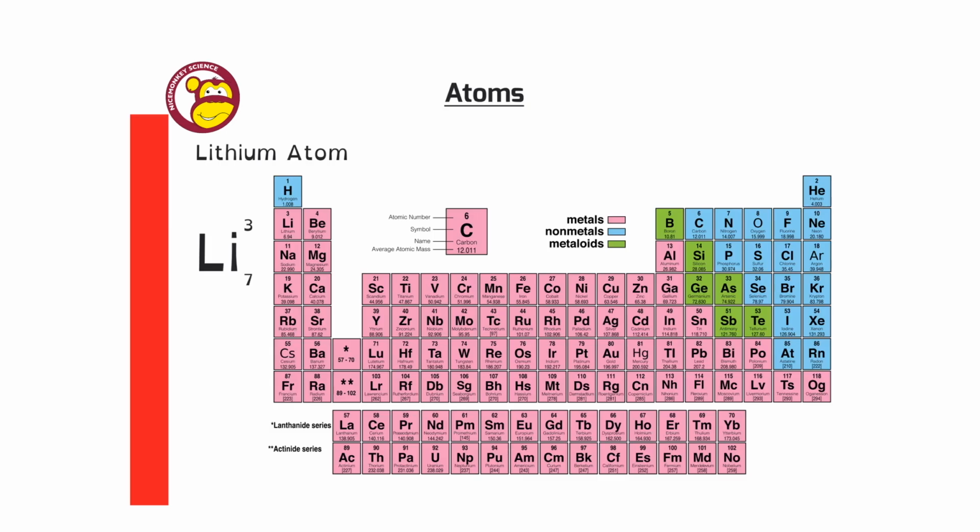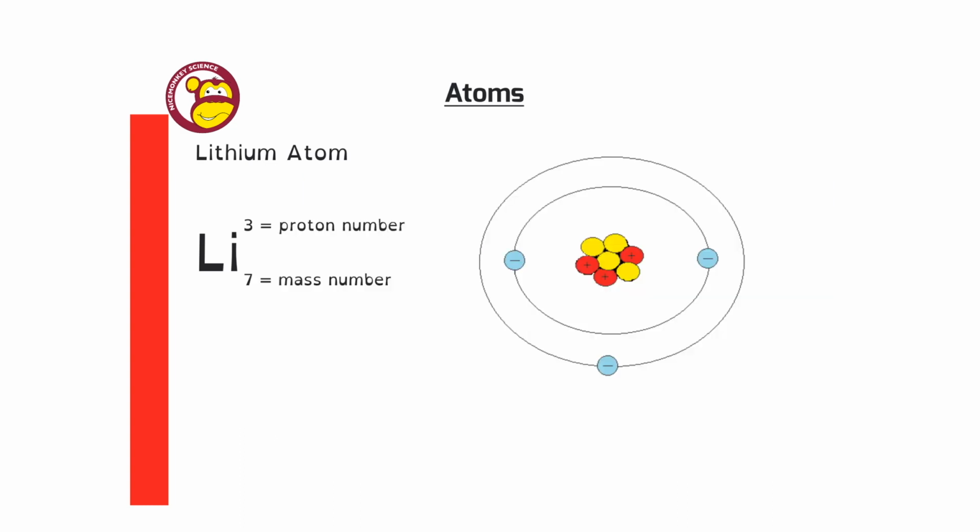Remember earlier we mentioned that the lithium atom was in group 1, the first column of the periodic table. Did you notice that it had 1 electron in its outside shell? Group number tells us how many electrons are in the outside shell. So the fact that lithium was in group 1, we already knew that there would be 1 electron in that outside shell.